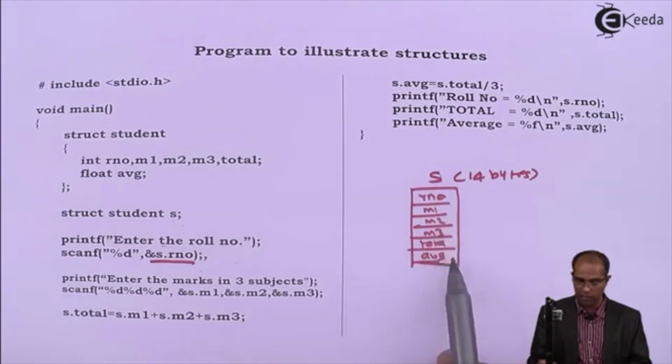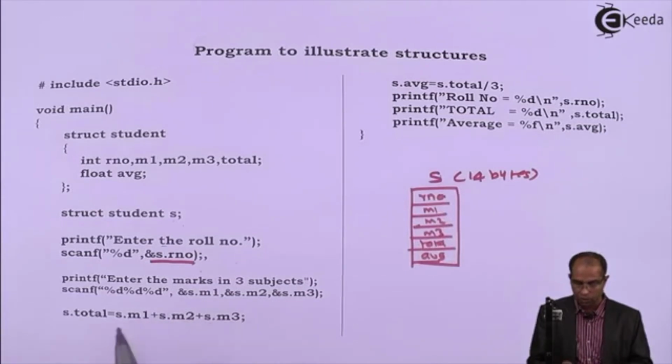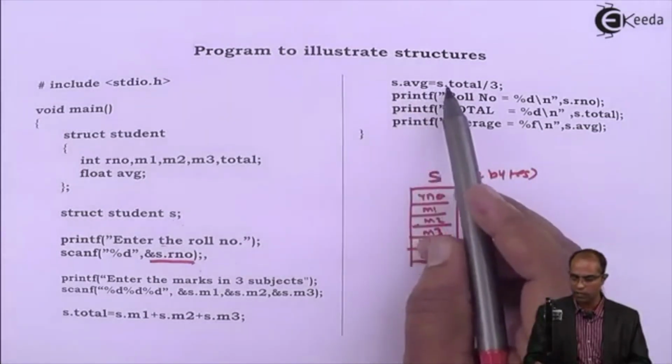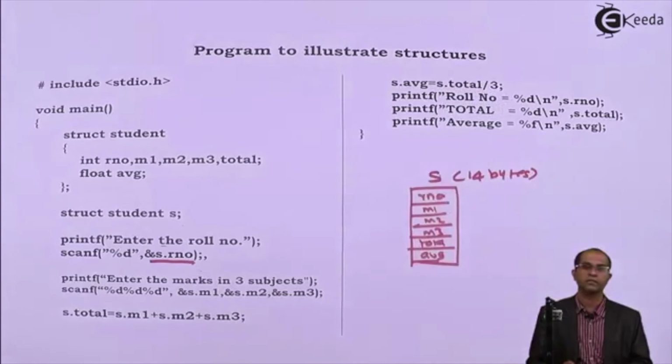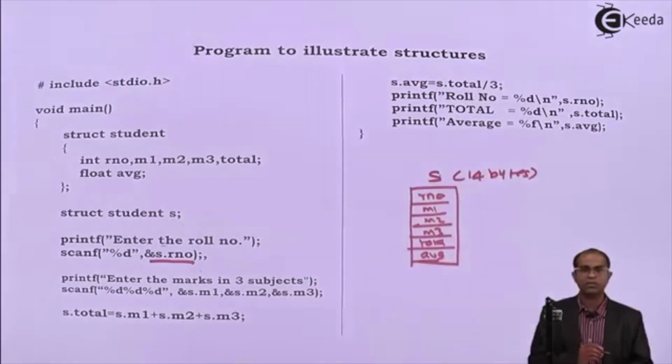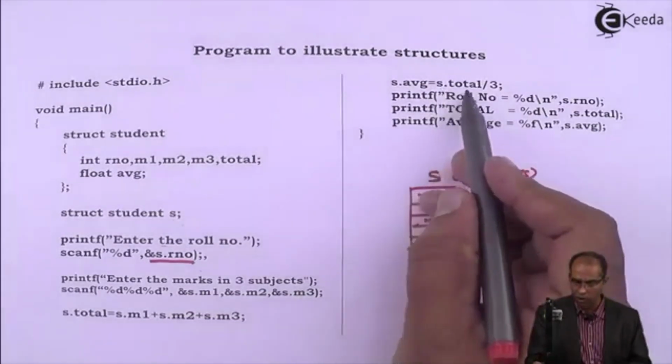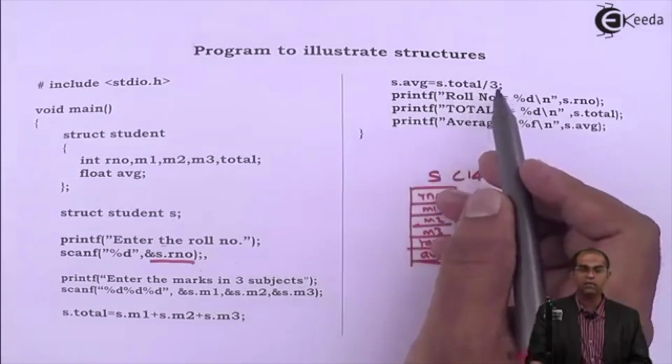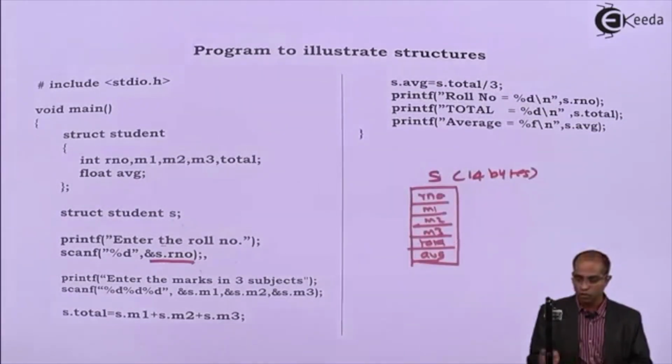So I'll store the marks in 3 subjects, and then I'll calculate the total as s dot total equals s dot m1 plus s dot m2 plus s dot m3, and then I'll say s dot avg equals s dot total slash 3. So here I'll divide this total by 3. Now this doesn't seem to give us proper values. Why? Because s dot total is an integer value, and 3 is again an integer value. So integer by integer may result in a wrong value, because mathematically the answer might not be true.